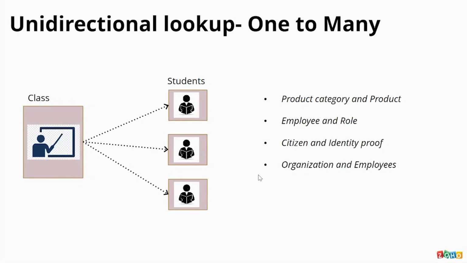So under one product category, we can have multiple products. One employee can be associated to multiple roles. One citizen can be associated to multiple identity proofs, and one organization can be associated to many employees, and each employee can be associated to only one organization. So this falls under one-to-many category, right?